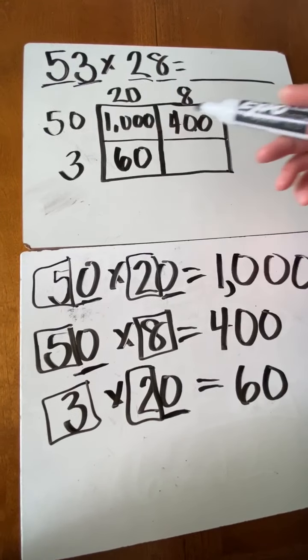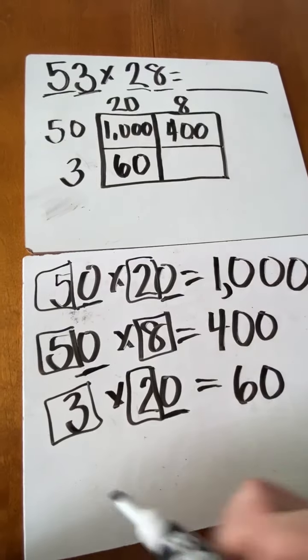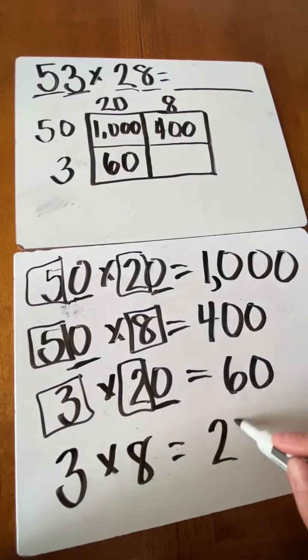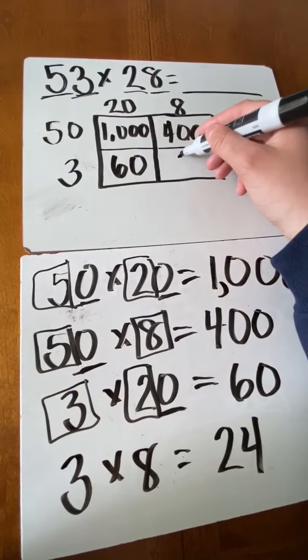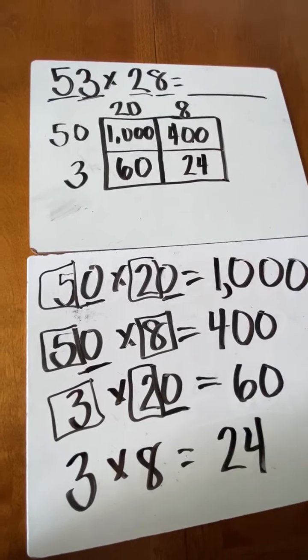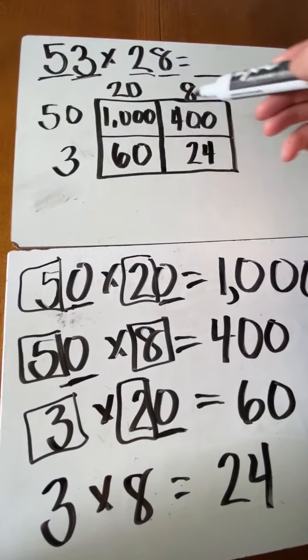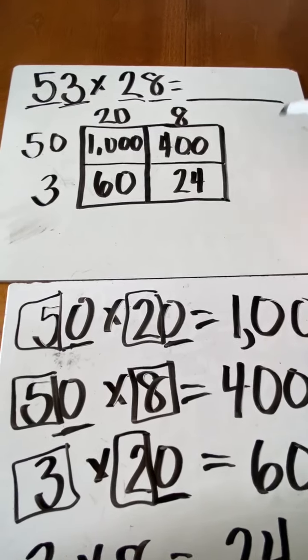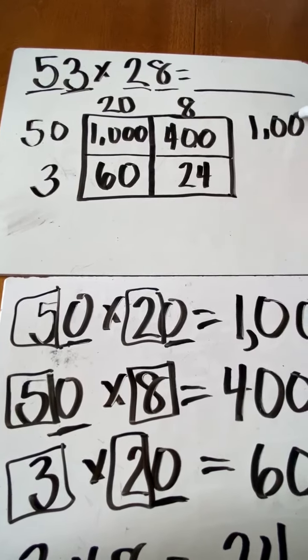For my last box, I'm going to do 3 times 8. 3 times 8 I know is 24. If I need, I can check my multiplication chart to help me with that answer. Now that I have all the answers for each box, I need to add them all up to find my final answer. So I'm going to line them all up.